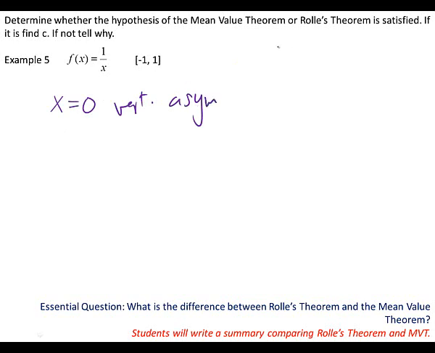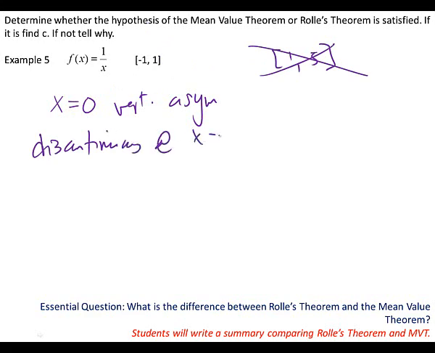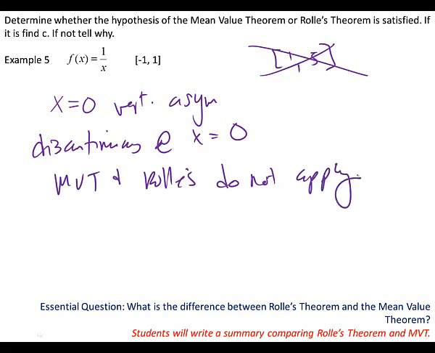What if I change the interval? What if I said 1 to 5? Now is it continuous? Yes. Now it is, okay? But it's because of the interval that was chosen for us that the vertical asymptote makes it discontinuous. So we have to say on this one, discontinuous at x equals 0. So MVT and Rolles do not apply. Okay? Short and sweet today, right? That is it. All right.